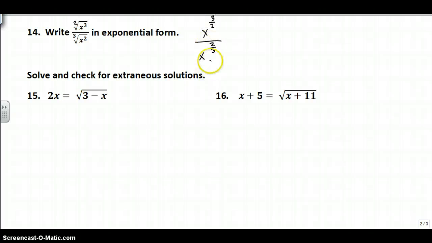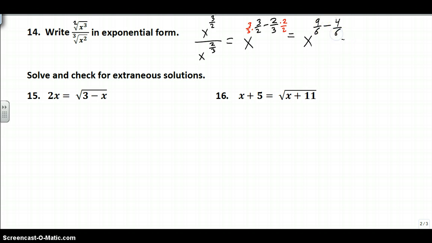The only thing you have to do, can't leave that the way it is, we have to subtract the powers. So you take x to the 3/2 minus 2/3 power. But you need common denominators here. So you have to multiply this one by 3 over 3, this one by 2 over 2. So anyway, it becomes x to the 9/6 minus 4/6 power. So it becomes x to the 5 over 6. Alright.